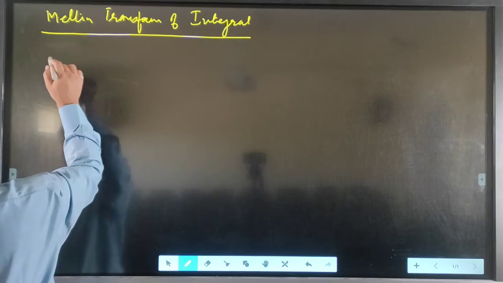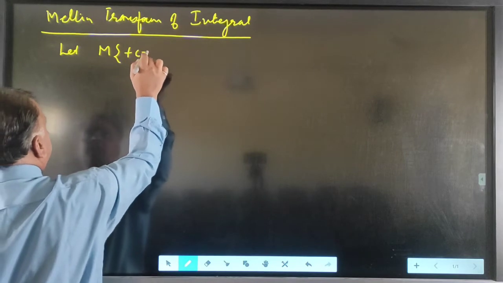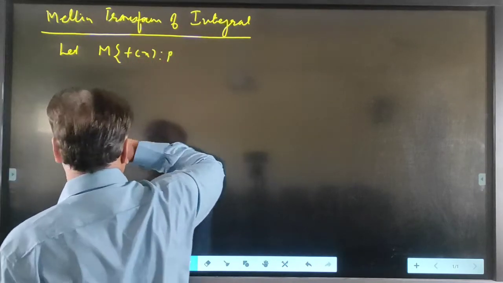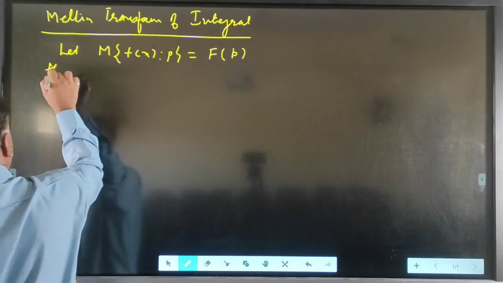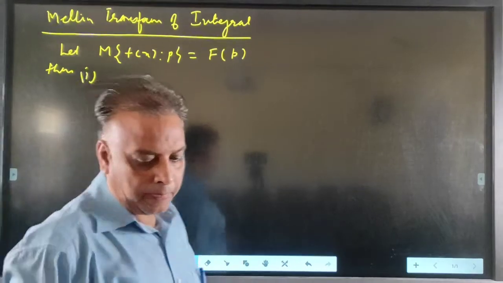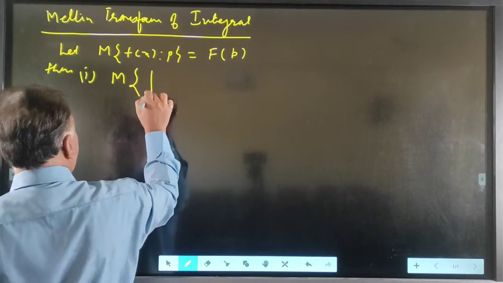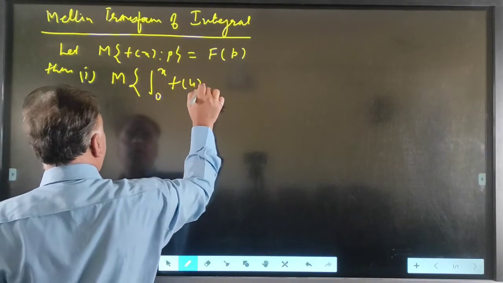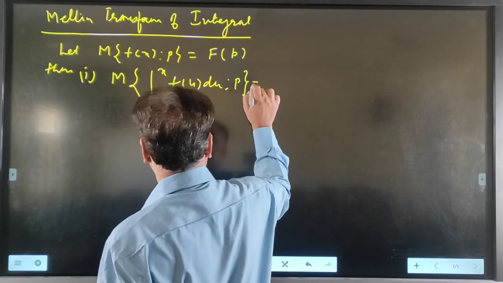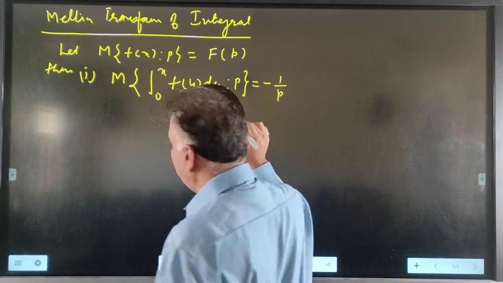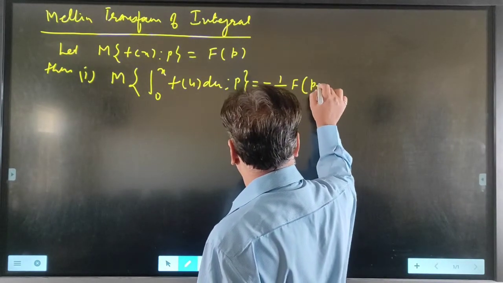For this, we have to prove that, if the Mellin transform of the function f(x) with respect to the parameter p is equal to F(p), then the first result is the Mellin transform of the integral from 0 to x of f(u) du with respect to parameter p is equal to minus 1 upon p F(p plus 1).